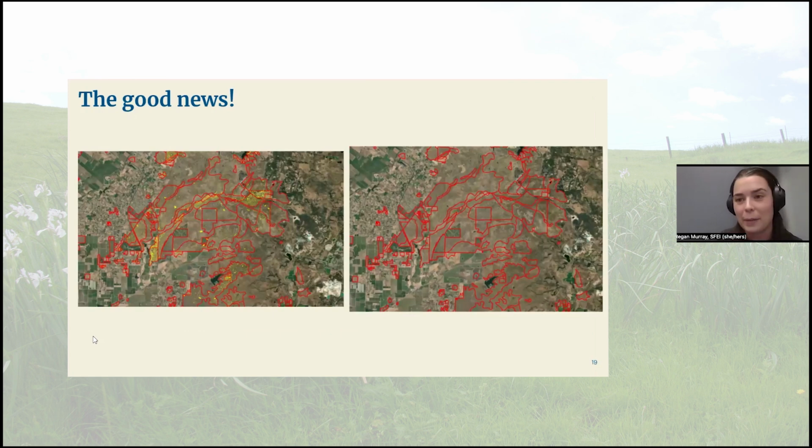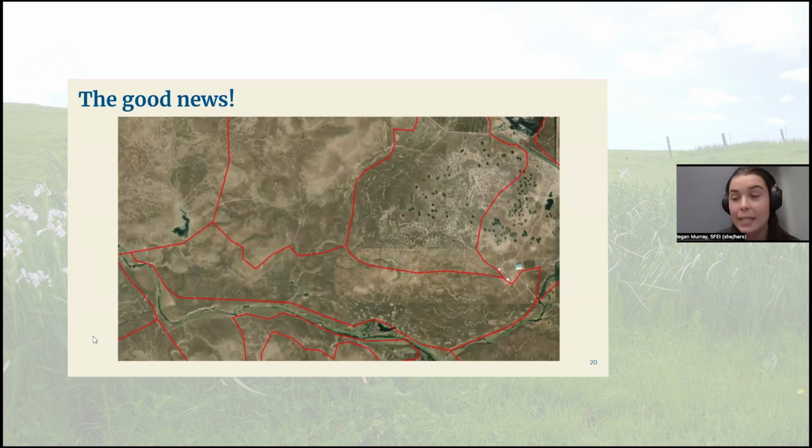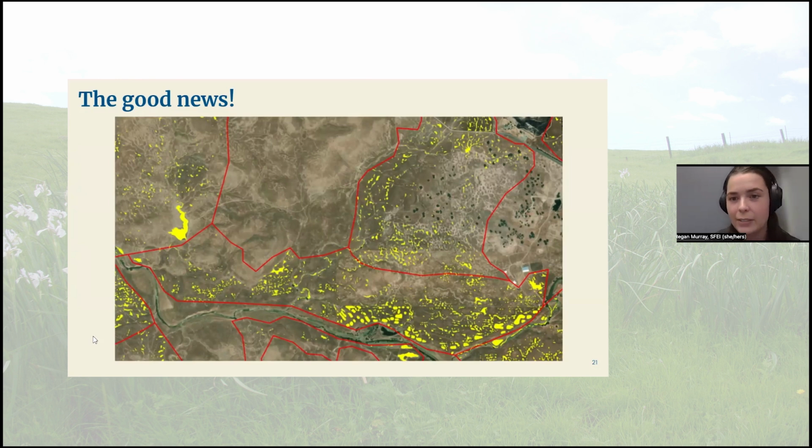I'll go through some closer up examples so we can see the impact of how much more specific mapping the individual pools is. This was the way the data existed before. We have these large habitat polygons that have since been refined. You can now see in yellow, we can see the individual vernal pools mapped within the complex polygons, which is really exciting. It's not perfect, but it's a great start and more detail than was available beforehand.